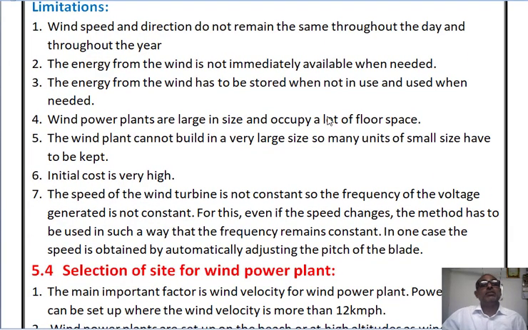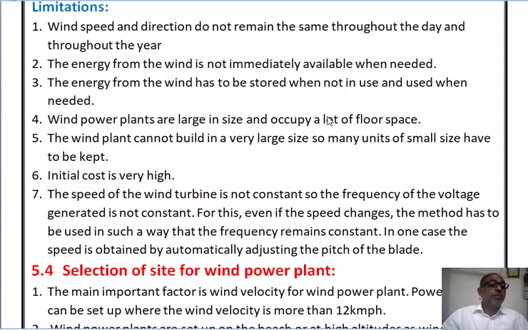Now it has some limitations. First, the wind speed and direction do not remain the same throughout the year or throughout the day. They continuously change. Second, the energy from wind is not immediately available when needed because the energy depends on the speed of the wind as well as the direction of the wind. Third, the energy from the wind has to be stored when not in use and used when needed.